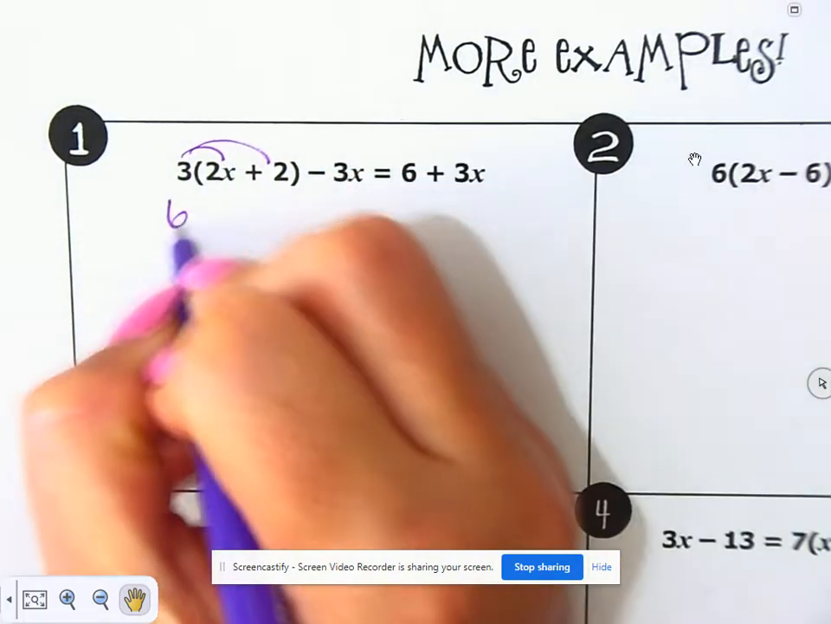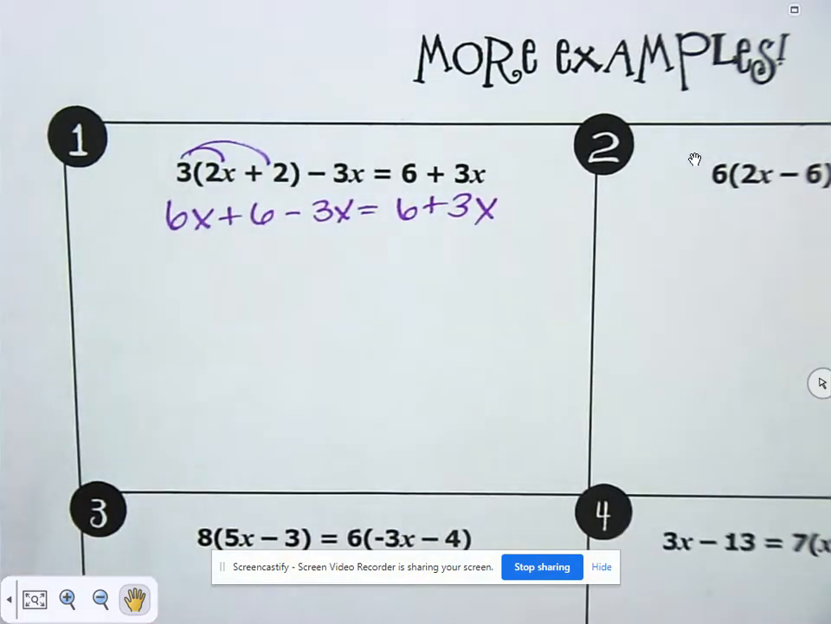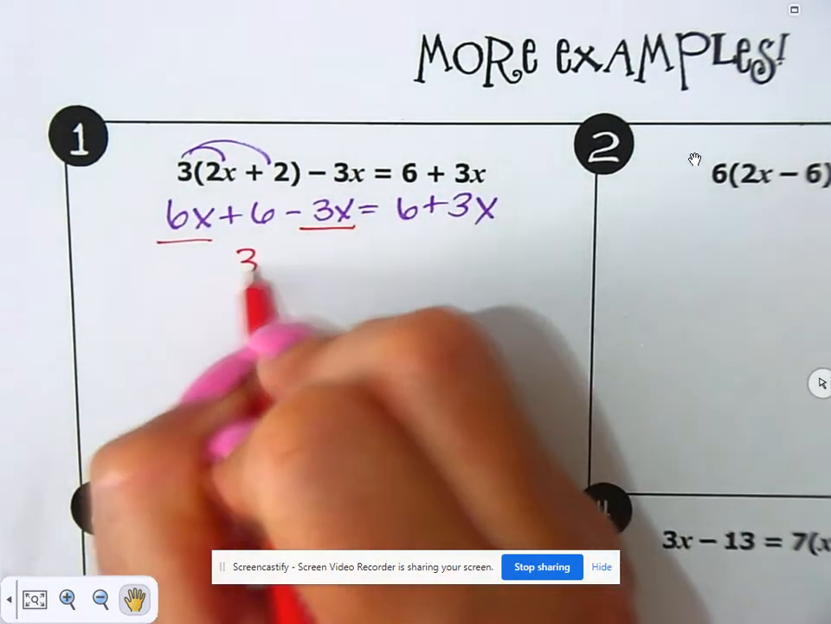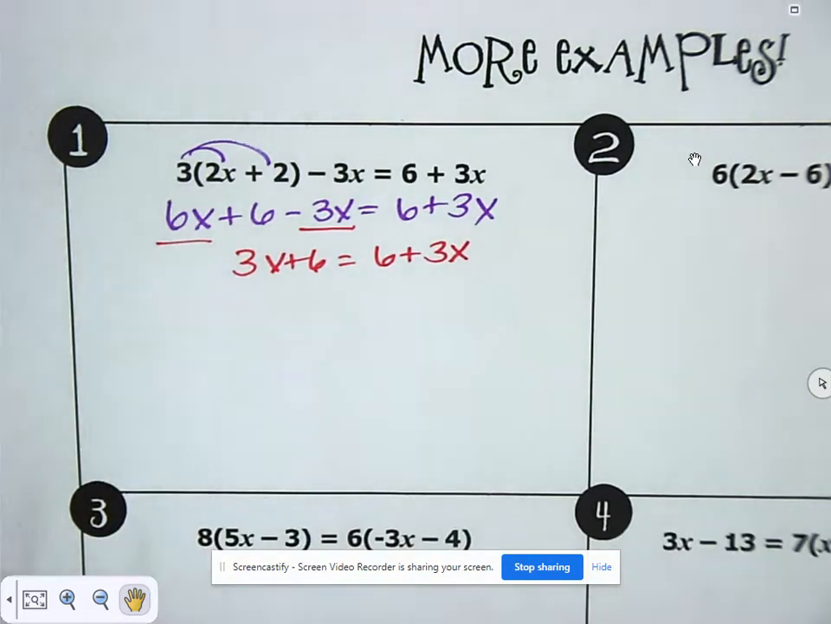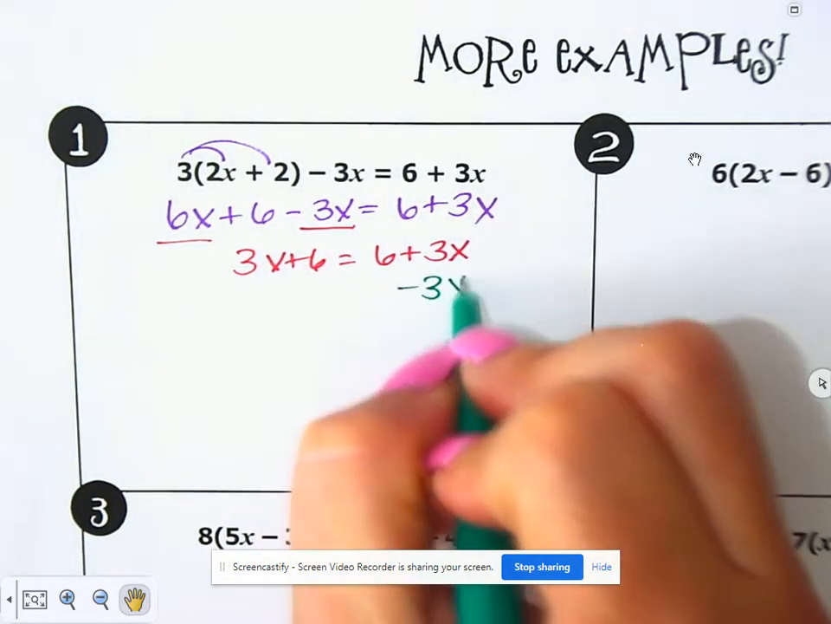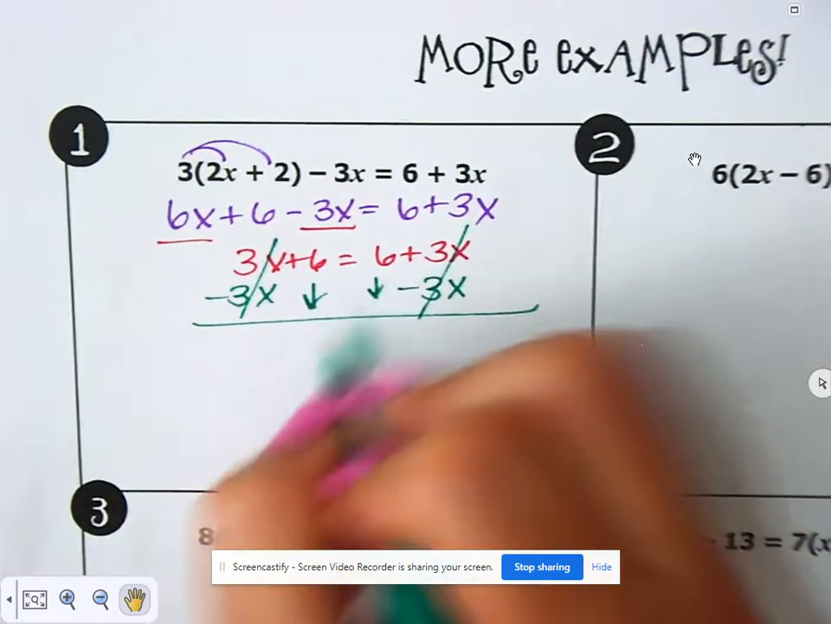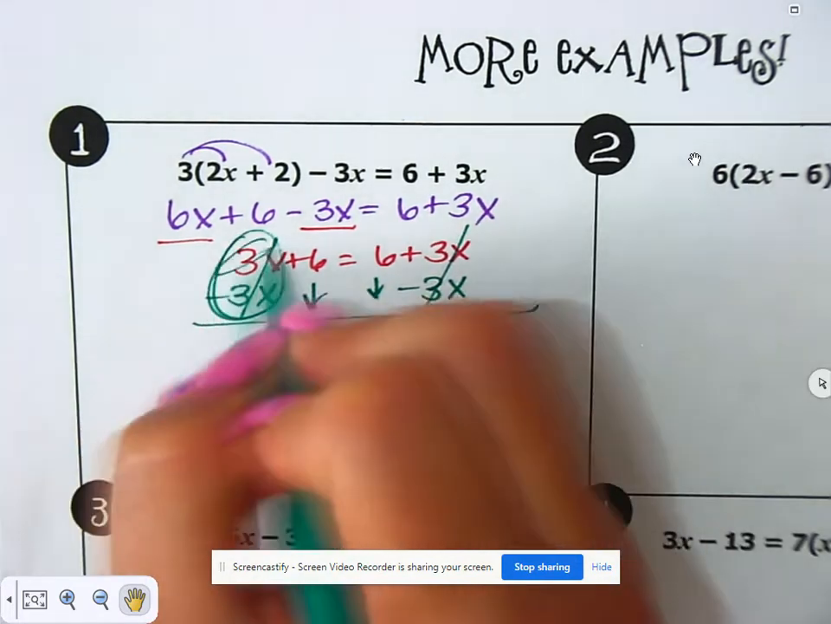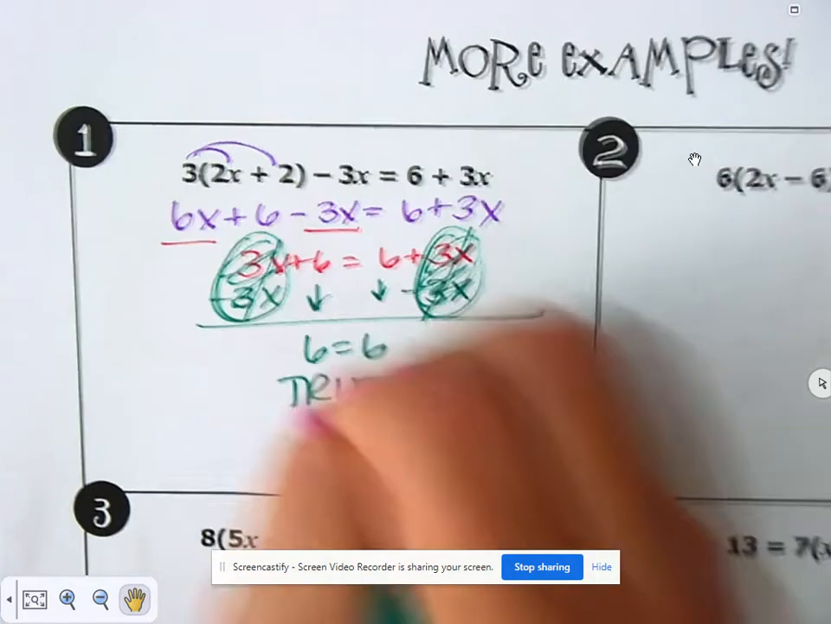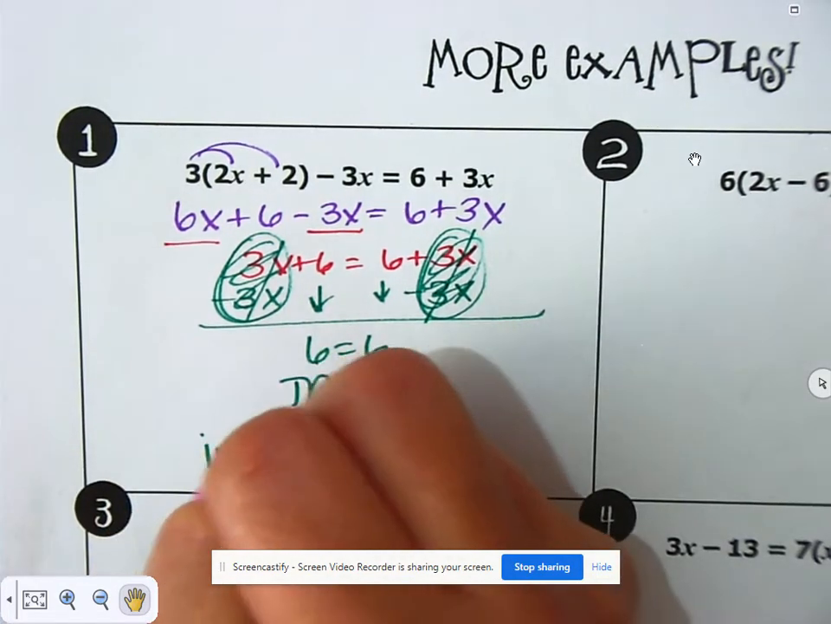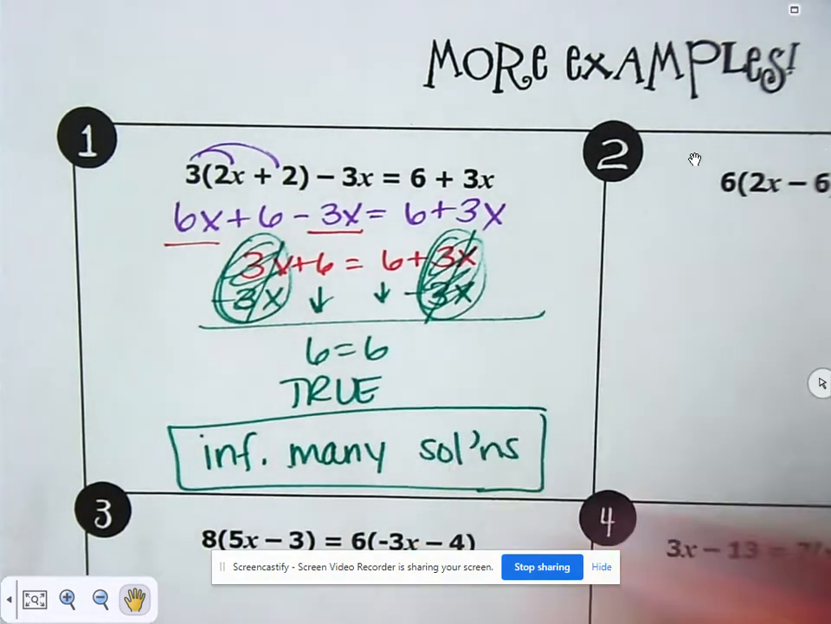Okay, so I'm going to start number 1 with my distributive property. Combine my like terms. And then start rearranging. So I'm going to move my 3x. Boom, boom. Come down. 6 equals 6, but my variable's canceled. So I have no variable left. This is true. So my answer is infinitely many solutions.